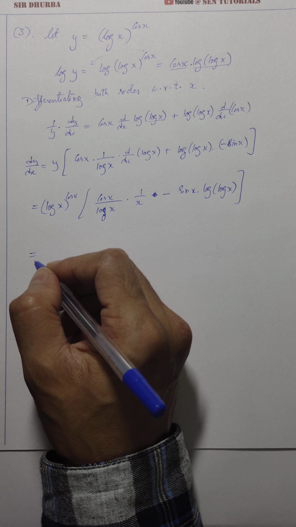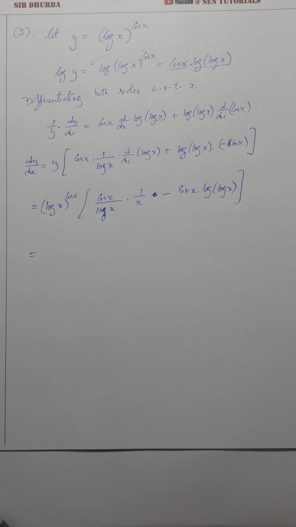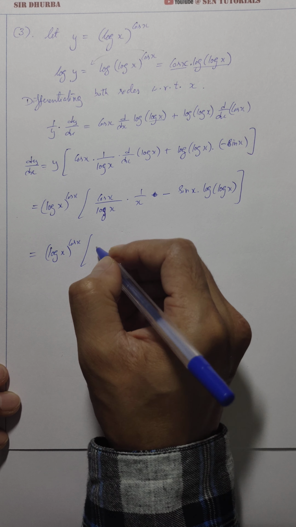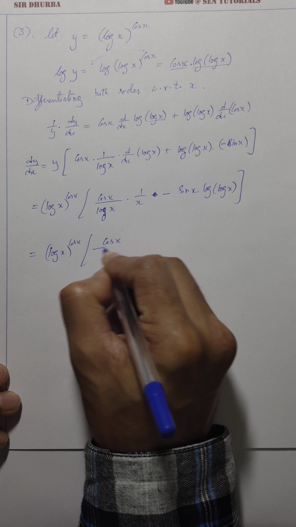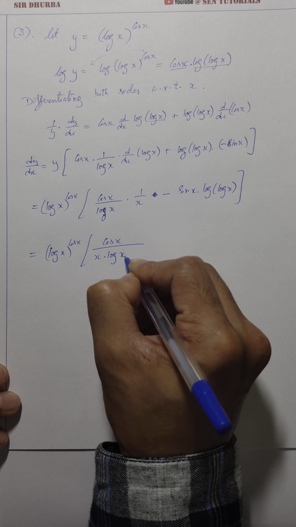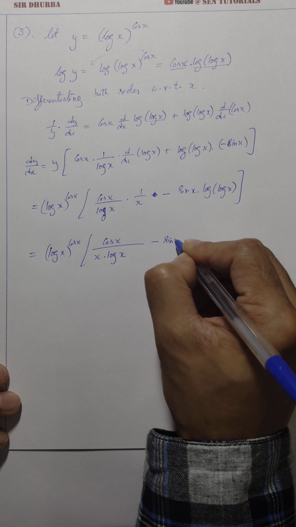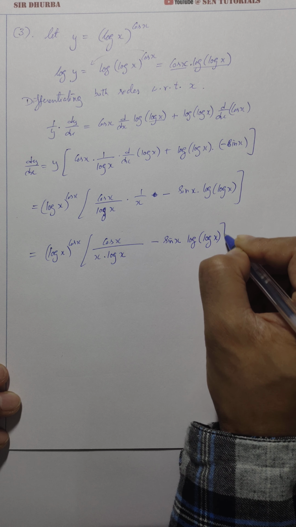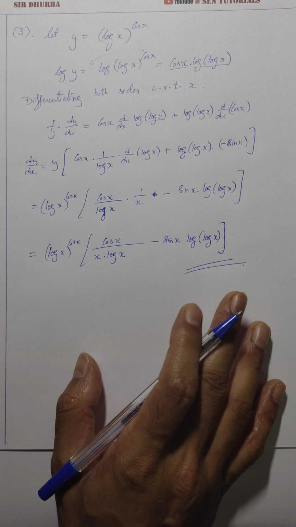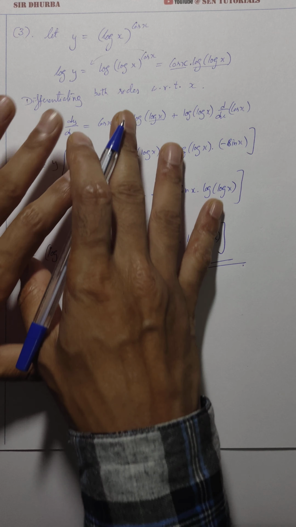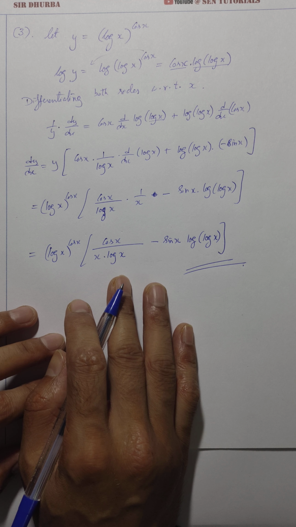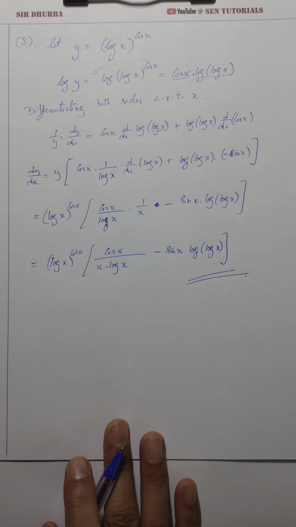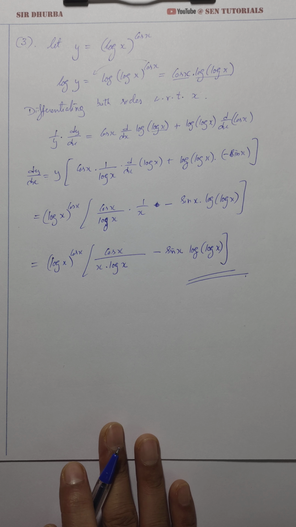So alright, I can rearrange that once again, and that should be (log x) power cos x, into cos x by (x log x) minus sin x log of log x. It is not difficult at all, it is not complicated at all. This just requires simple basic knowledge of differentiation, and then you can just go on differentiating. You can see there is no complex differentiation being done here. Just take the help of logarithm. It will help you simplify your differentiation process.